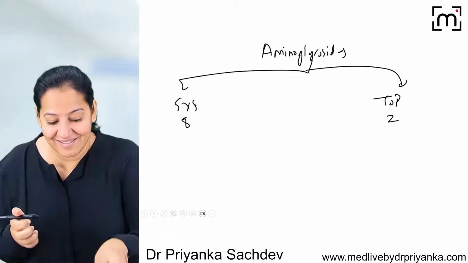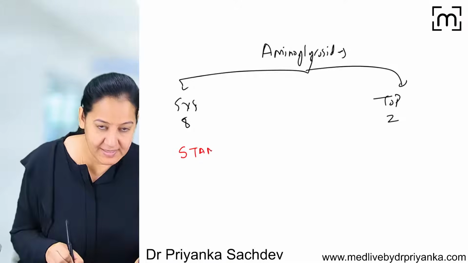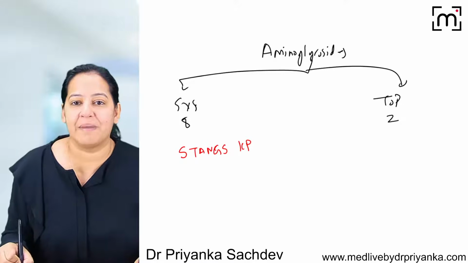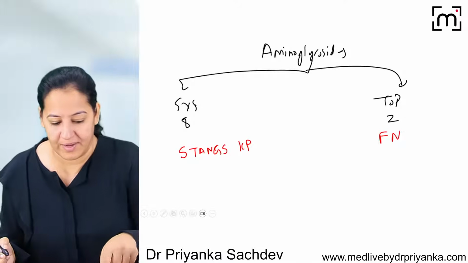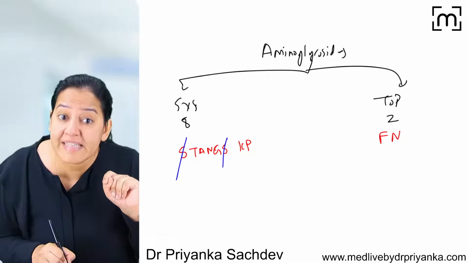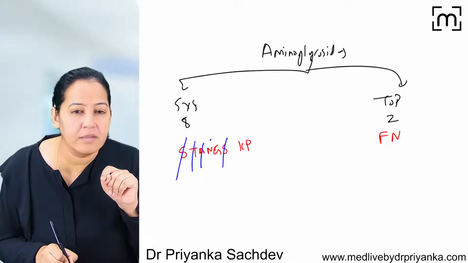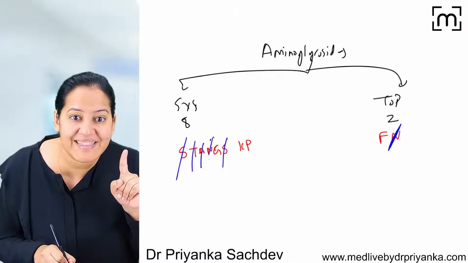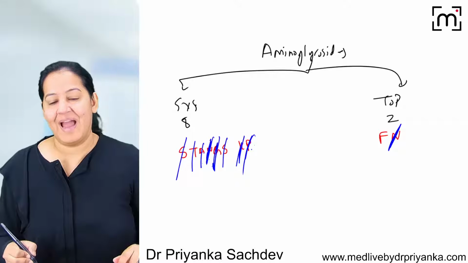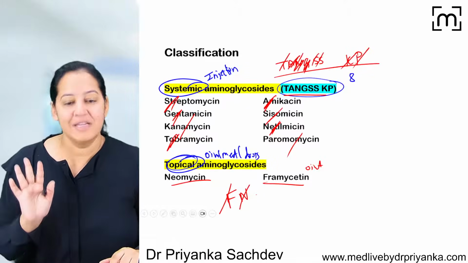Can we learn? Someone suggested STANKS KP. Yes, Pradeep, this is a better one. STANKS KP, thank you, Pradeep. You can learn. These are the 8. And here FN, or NF, whatever you learn. So, the full form once: there are 2 S, streptomycin and sisomicin. Tobramycin, amikacin. This is not neomycin; this one is netilmicin. Gentamicin, kanamycin, paromomycin. And this one is framycetin and neomycin. You get questions on that. Please learn. So this is the classification.